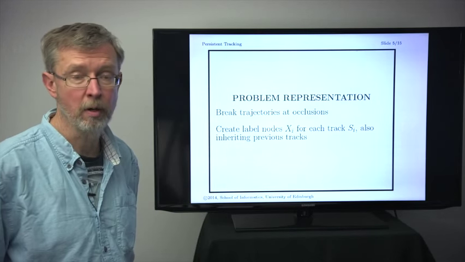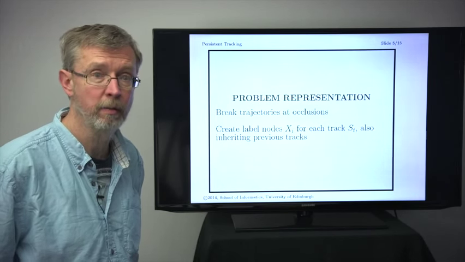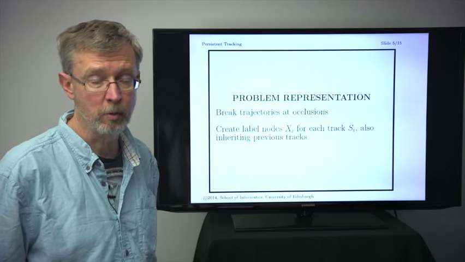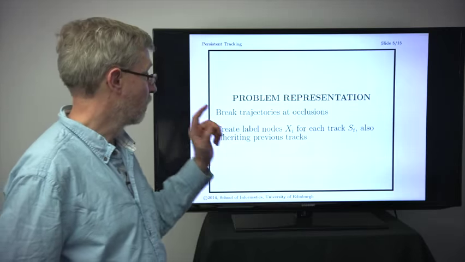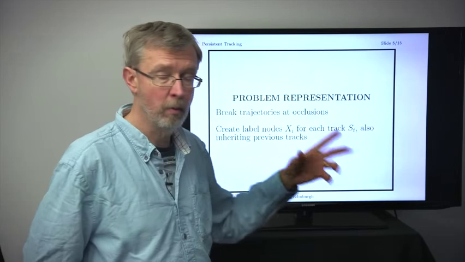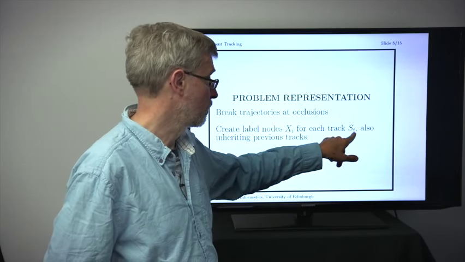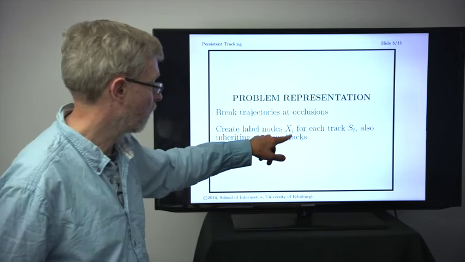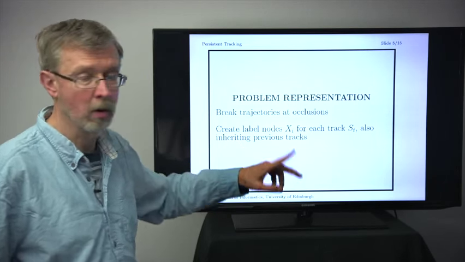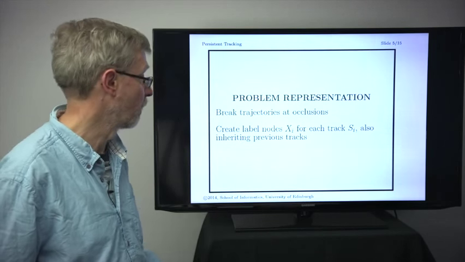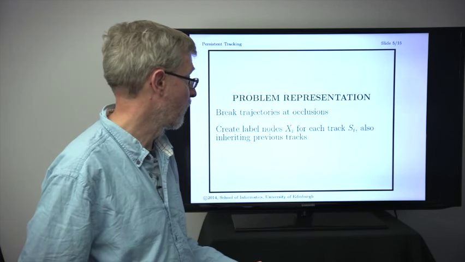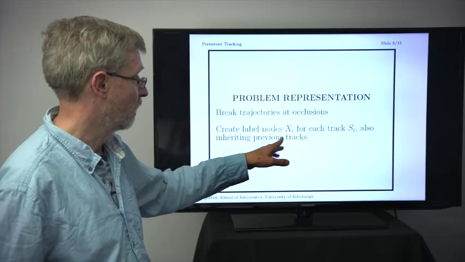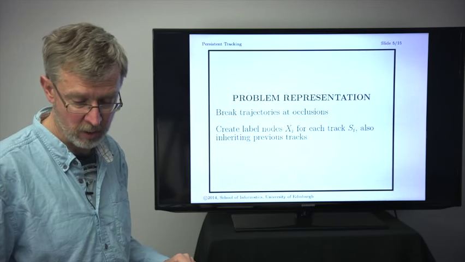What we're going to do is what comes afterwards, to help identify which person is which, or which target is which. For each of those little bits of trajectory that we've broken at the occlusions, we're going to have a track I. We're going to create a Bayesian network, a probabilistic reasoning type network, where there's going to be a node X for each of those different tracks. And it's going to inherit, as we'll see in just a second.